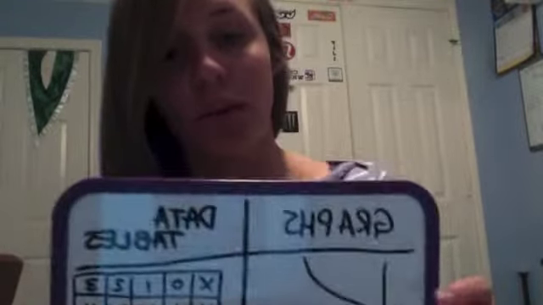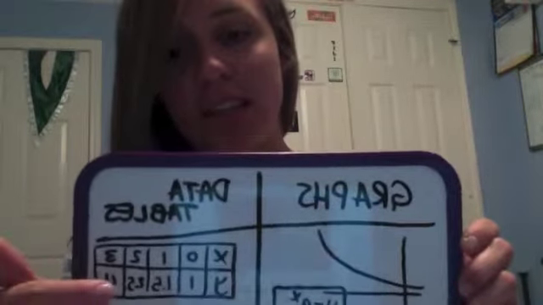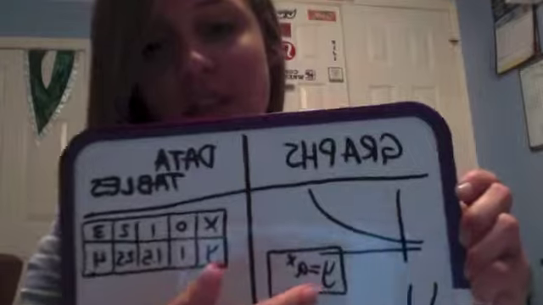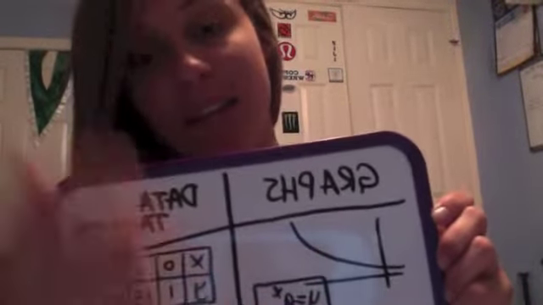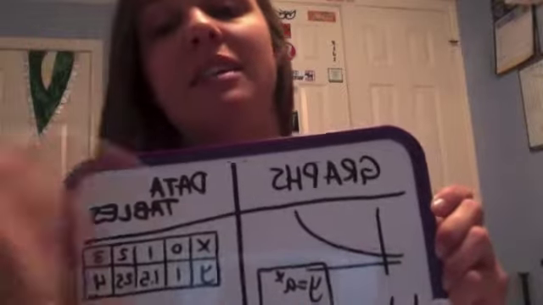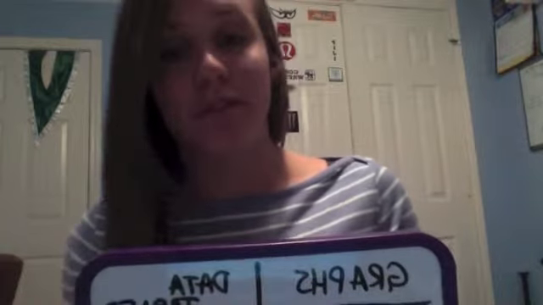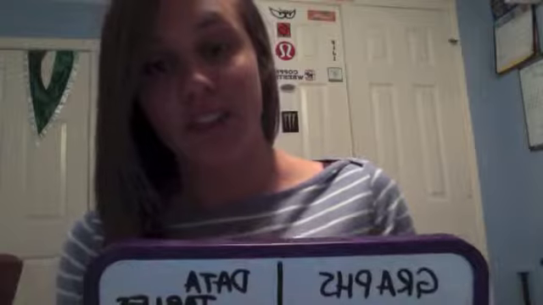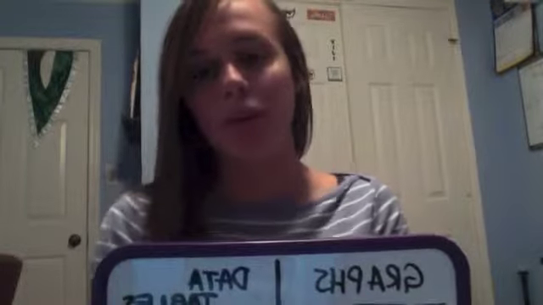So remember, graphs look like this. Data tables look like this, and your functions are going to look something like this. They may not be exactly that, but you should have 6 of each. Okay? So once your group has made certain that they have 6 of each type, we're going to do a matching activity. So shuffle up the graphs and the data tables and the functions amongst the people in your group.